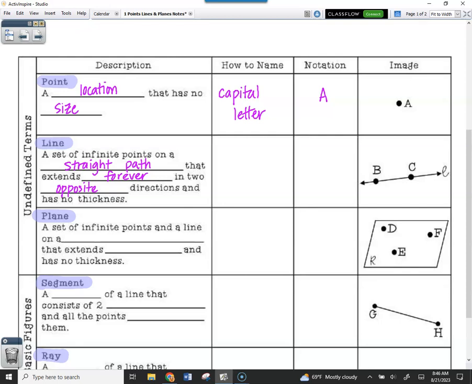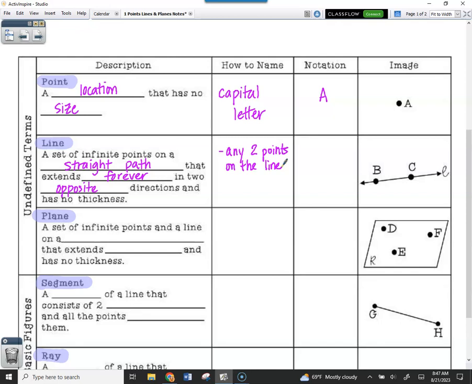A set of infinite points on a straight path that extends forever in opposite directions. It has no thickness. How do you name it? Well, because there's infinite points on a line, you name it by picking any 2 points on the line. Any 2 points. Doesn't matter what 2, because it's a line, it keeps going.